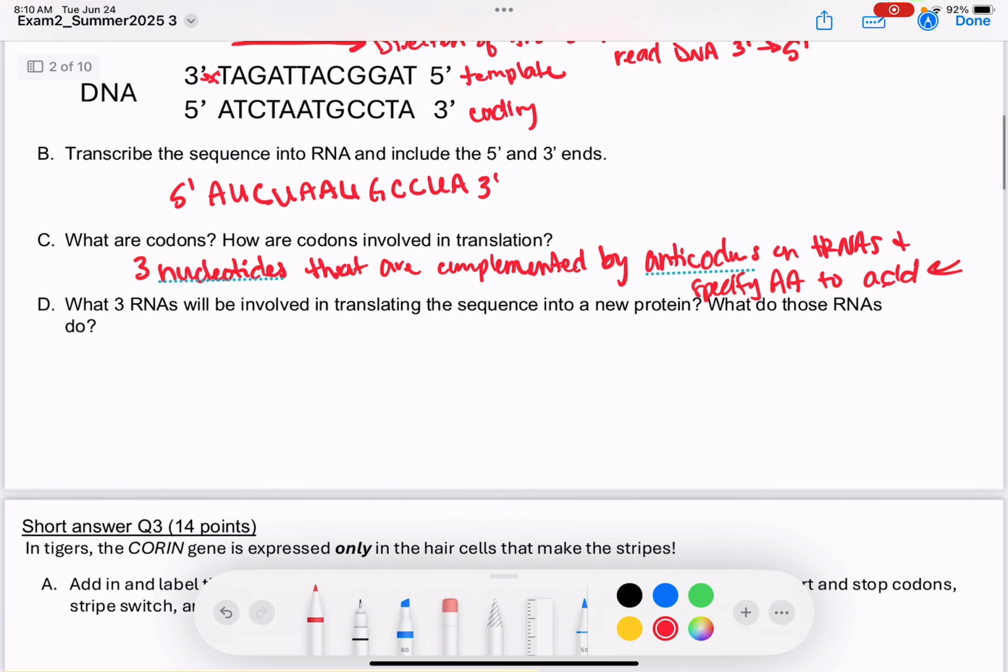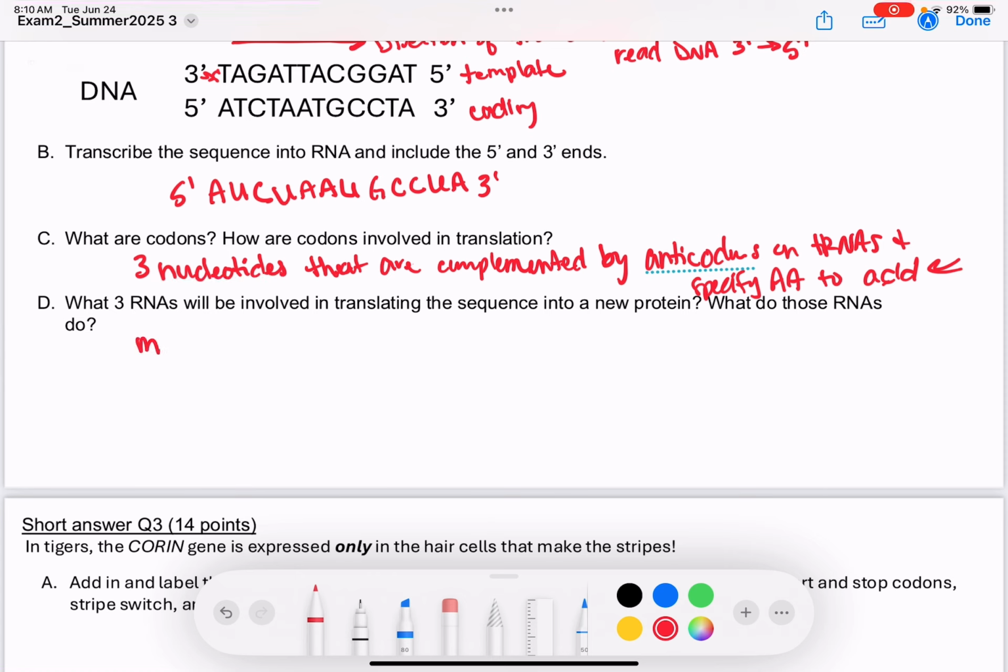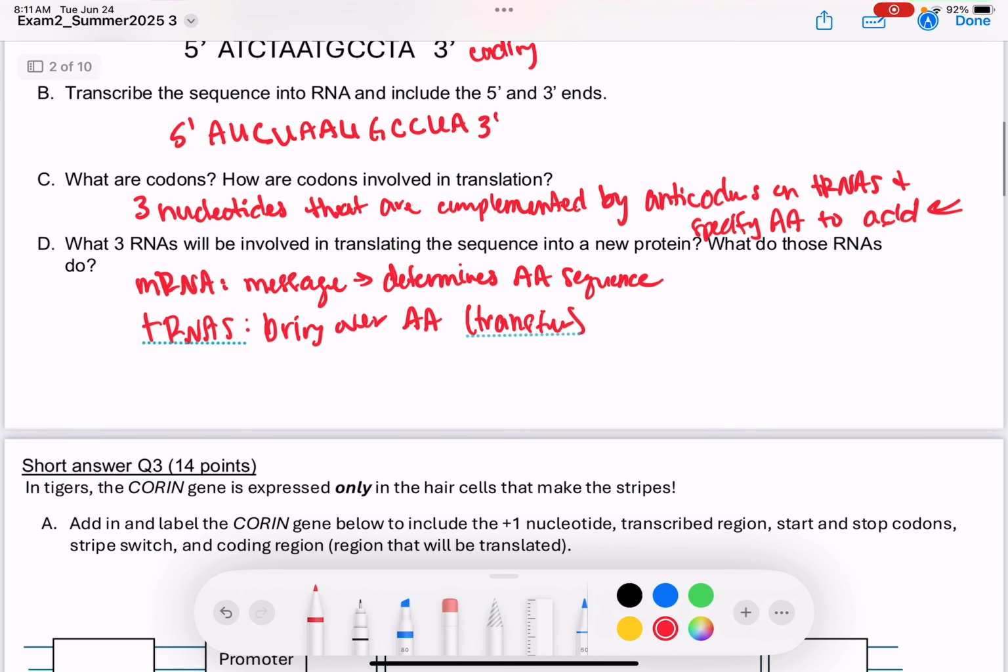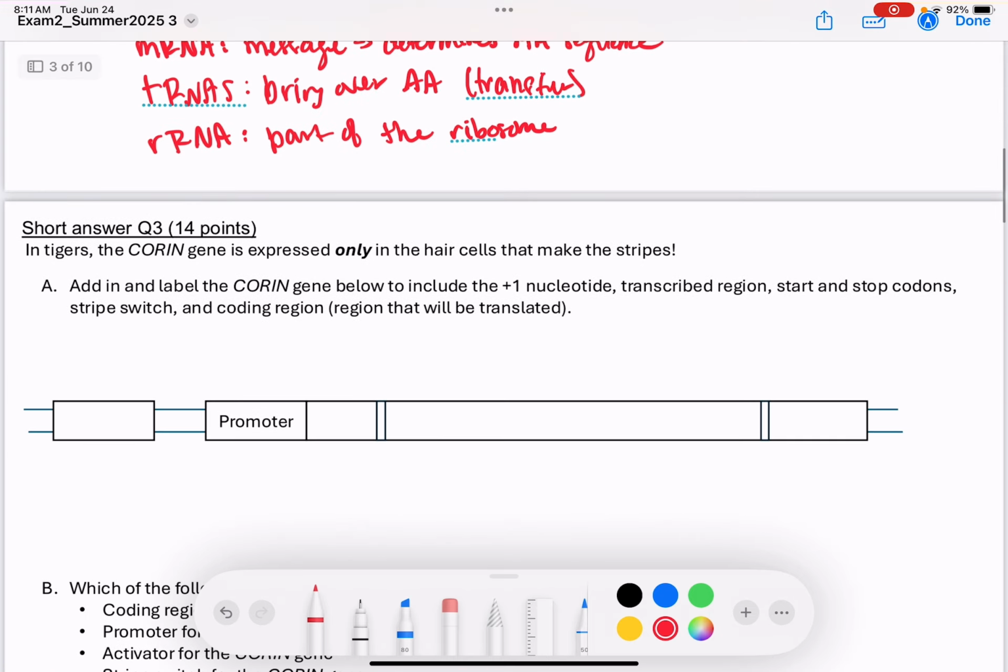What 3 RNAs will be involved in translating the sequence into a new protein? So we have the mRNA, which is the message, and it determines the AA sequence. The tRNAs bring over the amino acids and transfer them to the polypeptide chain. And then we also have rRNAs, right? So all this happens on the ribosome. That ribosome kind of serves as the base for translation to happen.